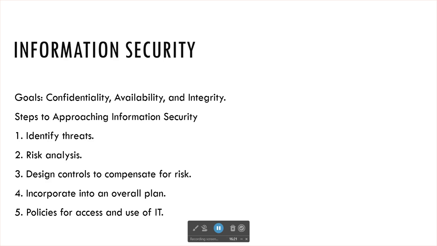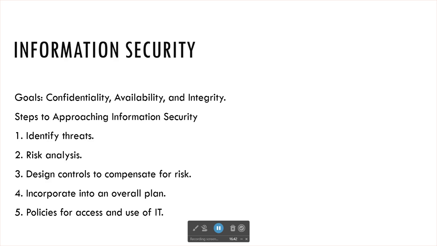So you have to do this risk analysis, and you can say, well, this is what I'm hoping to get from it. This is what it's going to cost me. If something goes bad here, what's the downside? What's it going to cost me? What's the effect it's going to have on my company? And then you have to design controls to compensate for risks that exist.